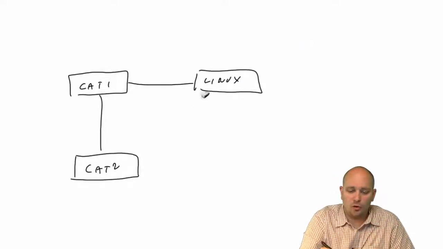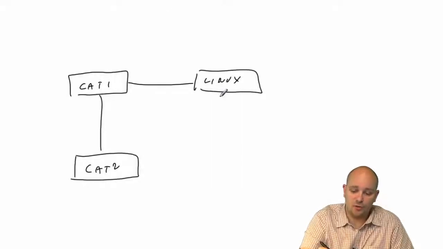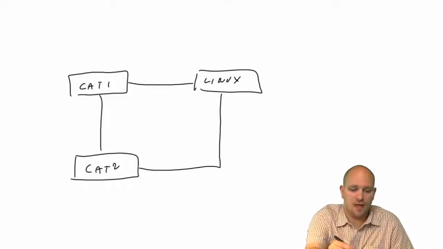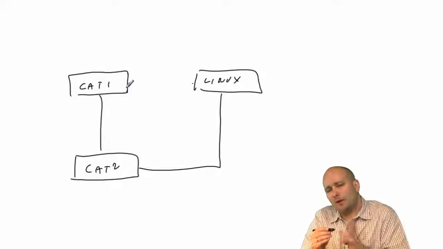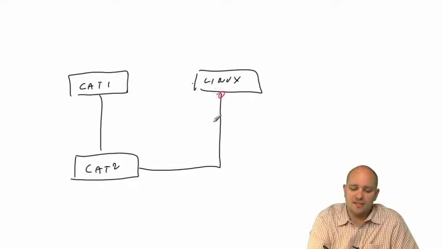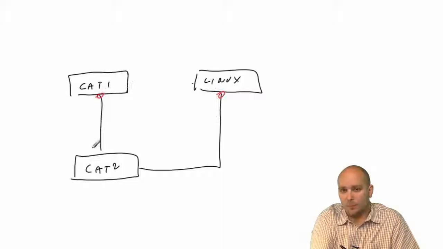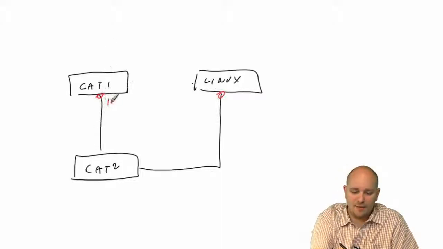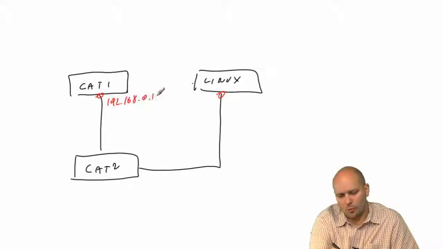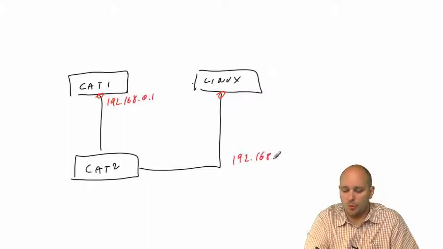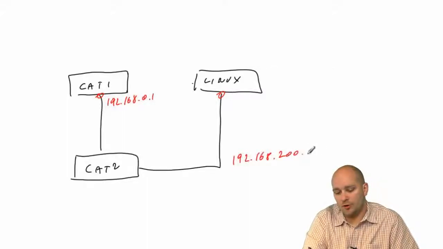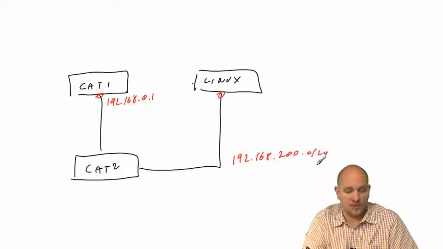Now, I have connected the Linux host to cat2 as well. So I have this connection, but now I'm going to turn this connection off here. What I would like to do is ping from this interface here to this interface here. Now remember, this IP address here is 192.168.0.1, and the network that we are running here is 192.168.200.0/24. So this is what I'm going to configure.